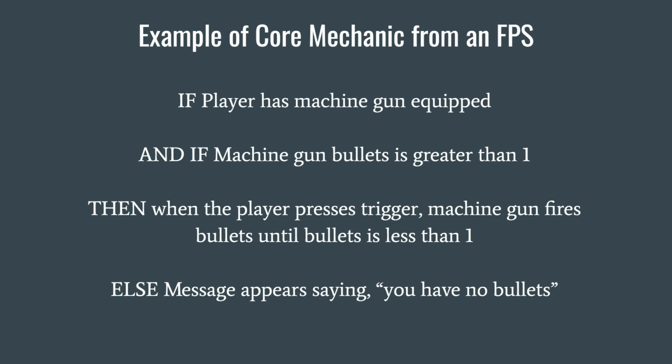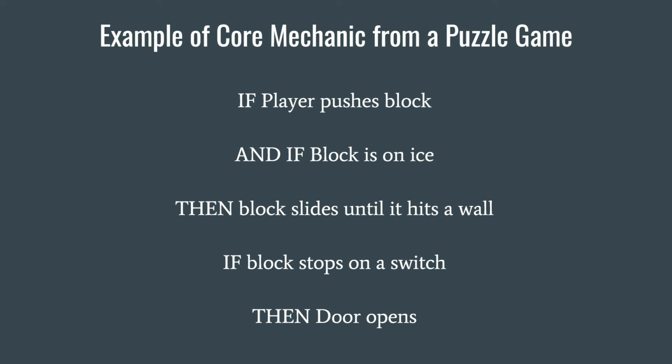So you'd write the mechanics of a shotgun a little bit different. So that's a core mechanic. It's how the game plays back, but it needs numbers and it needs binary to make that happen because that's what computers are. Here's a core mechanic from a puzzle game.